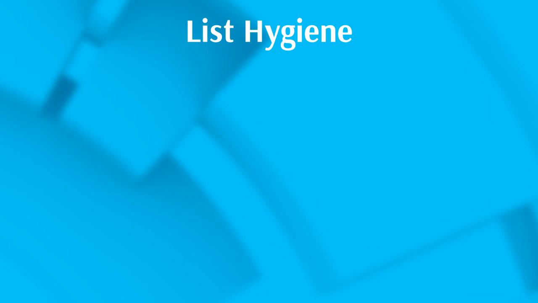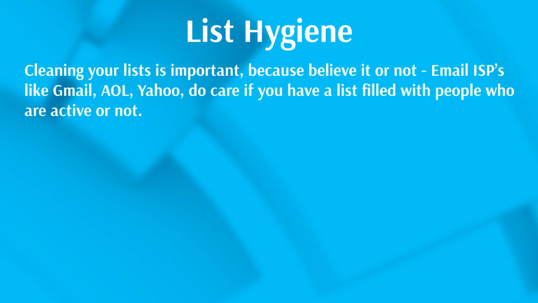So kind of going back to what we talked about in single opt-in versus double opt-in. If you create a double opt-in list, you still need to do a little bit of cleaning, but not as much as compared to that of a single opt-in list, where you could be getting a bunch of fake emails. So in other words, cleaning your lists consistently and maintaining that every single month. Because like I said, email ISPs like Gmail, AOL, Yahoo, they do care if you have people on your list that are actually active or not. If they're not, that can be an issue.